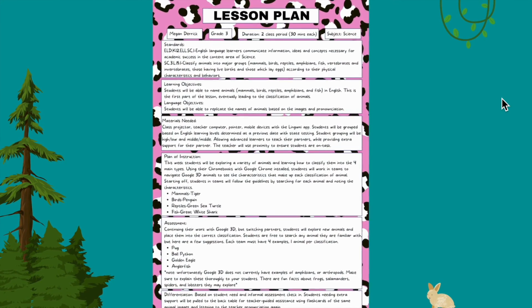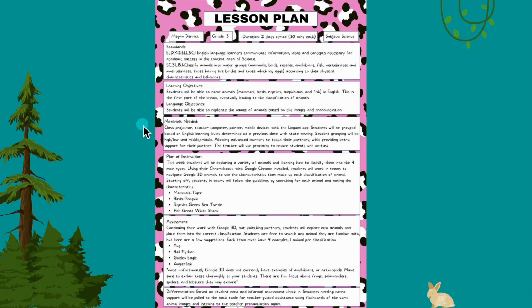Then the next lesson plan, this one takes a little bit longer, but this one is fun and exciting. So students will be using their Chromebooks that have the Google Chrome app installed, and they will navigate to different types of animals using Google 3D. They will just type in tiger, and it will show them what a tiger looks like using augmented reality. And then for their assessment, they will do something similar and try to find one animal per classification.